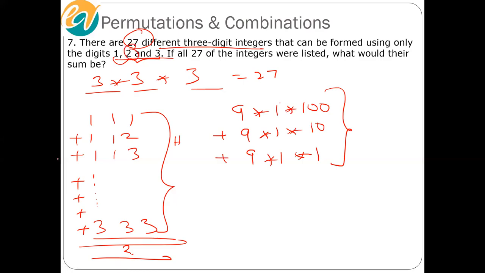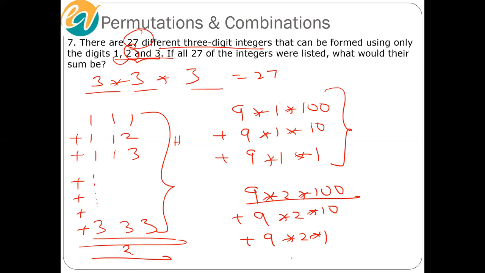Similarly, now let's take 2. 2 will be in the hundreds position in how many integers? 9. 2 will be in the tens position in how many integers? 9. 2 will be in the units position again in 9. So which means how much is 2 contributing? 9 times 2 into 100 plus 9 times 2 into 10 plus 9 times 2 into 1. This is the total contribution of 2 being in the hundreds position, this is the contribution of 2 being in the tens position, and this is the contribution of 2 being in the units position.